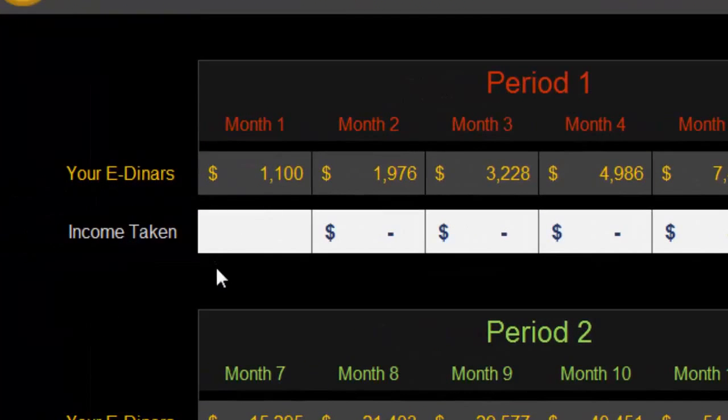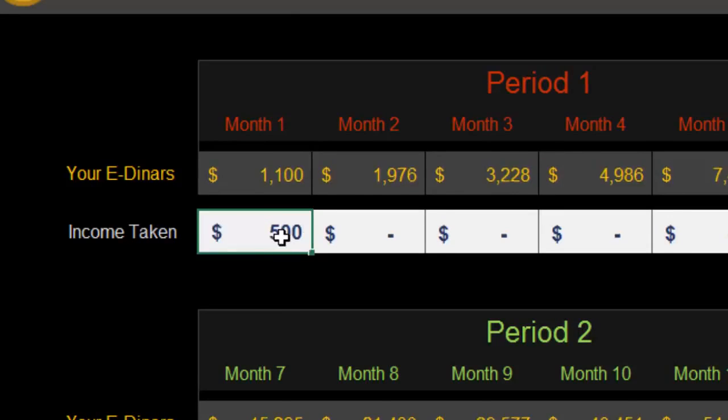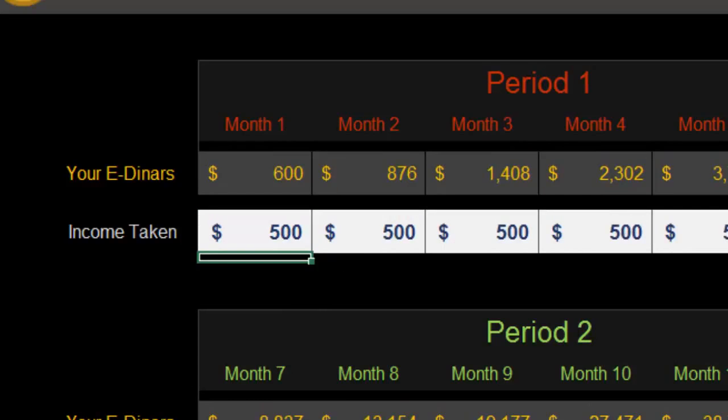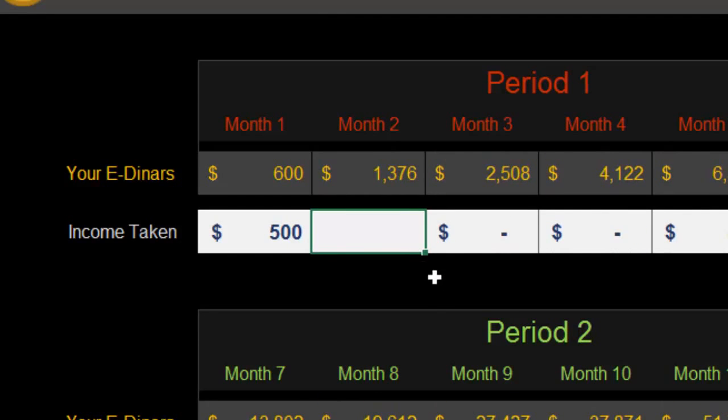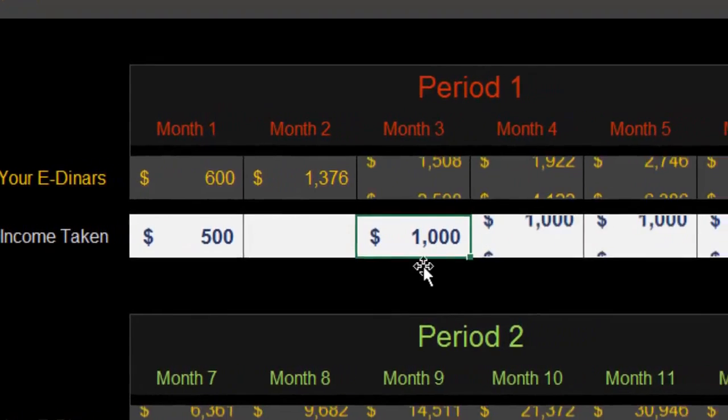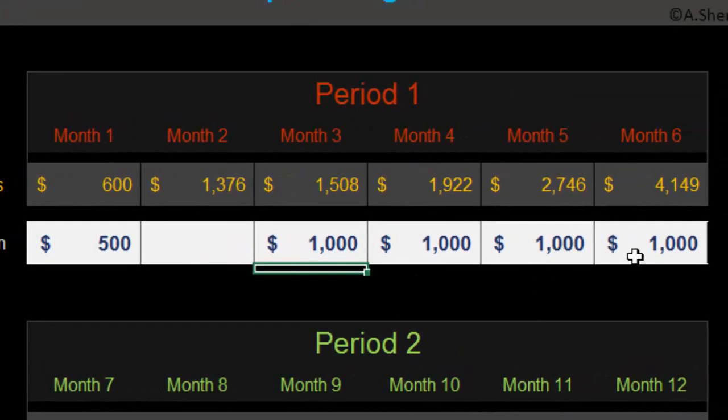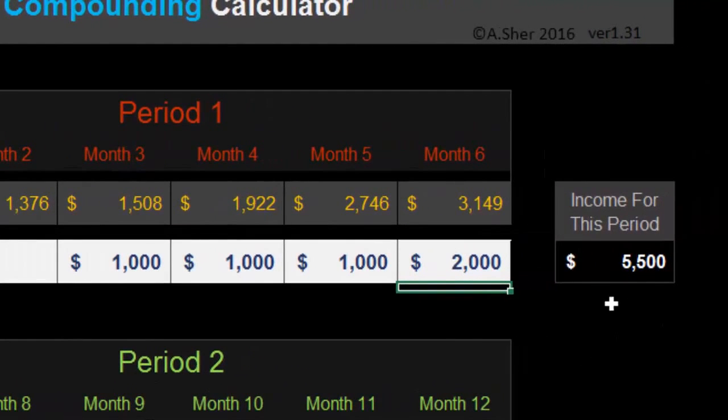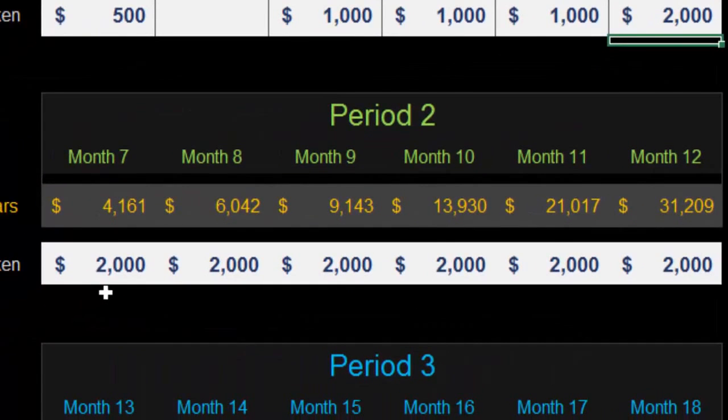So if you decide you want to take something out, you can fill these boxes underneath. So let's start with this one. Month 1, you take out your 500 that you first put in. Now it will automatically fill in the following boxes, but you can choose what you want to put in the other boxes. So let's say you don't take anything out in month 2 because you got your initial investment back. You're quite happy. But in month 3, you decide to take out 1,000, and then let's say month 6, you take out 2,000. And as you can see at the end of this period, it shows you what you've taken out for that period.